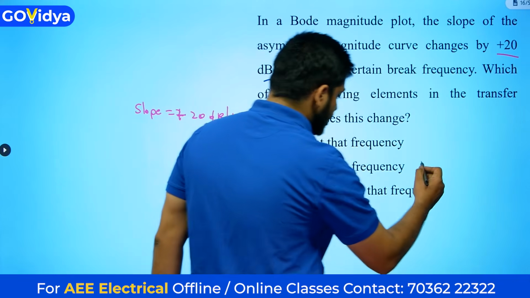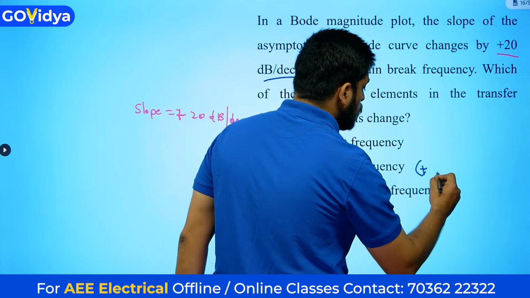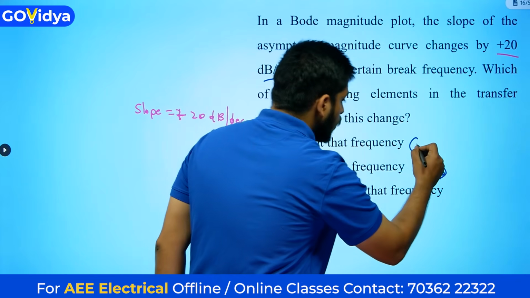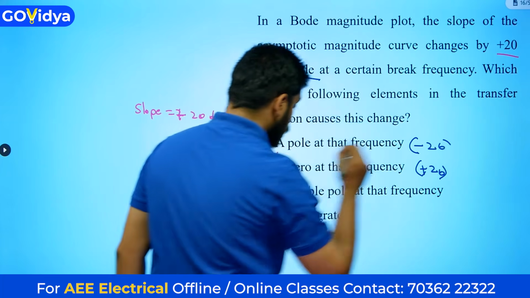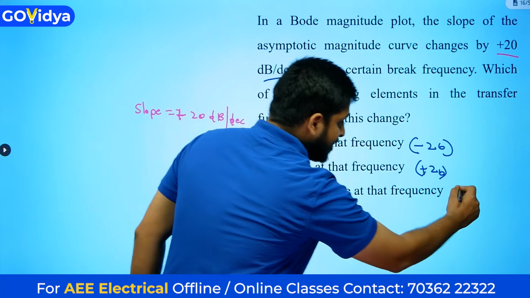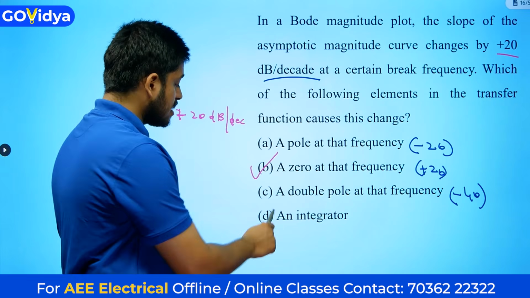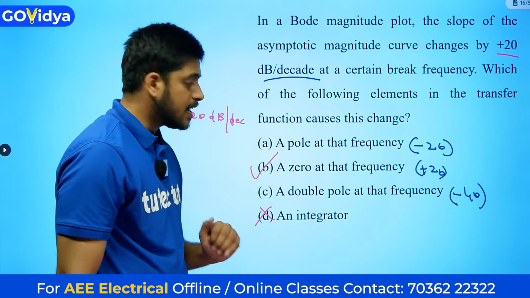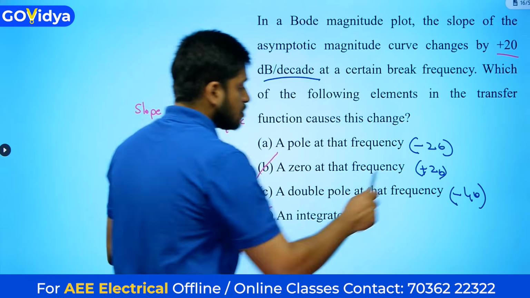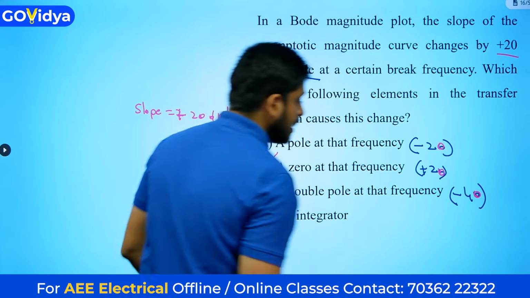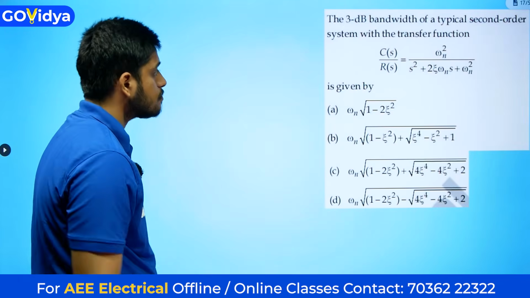So when it is a zero, we are going to get plus 20. When it is a pole, we are going to get minus 20. A double pole, we are going to get minus 40. Okay, there is nothing to do with this integrator. Understood, students? Next question. This is not 26, it is 20. Okay, 20, 40. Next question.